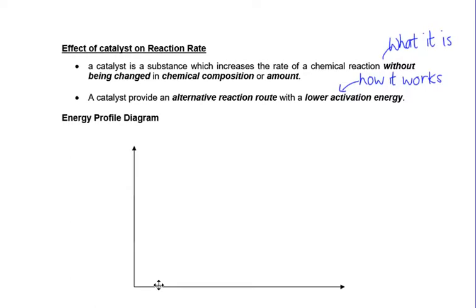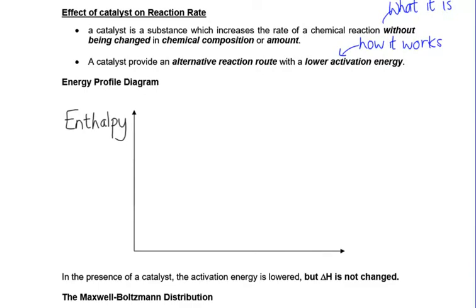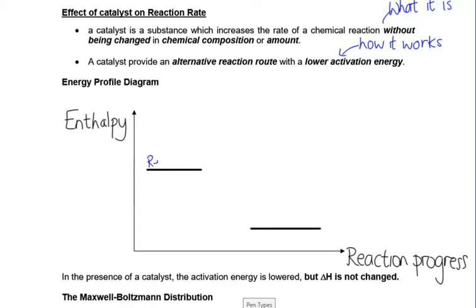Let's draw an energy profile diagram. This is not a Maxwell-Boltzmann distribution, this is an energy profile diagram. So remember that we put enthalpy up the side, that is our energy measure, and reaction progress along the bottom. Now we could have two of these, but let's just do it for an exothermic reaction because that's more common. So let's have a go at an exothermic one where we start off up here and we end up over here. We can write our reactants on one line and our products on the other.